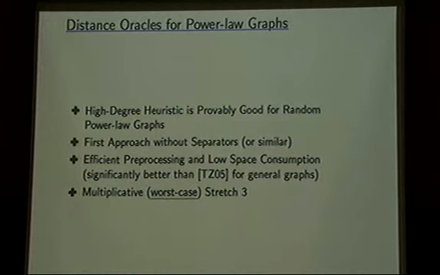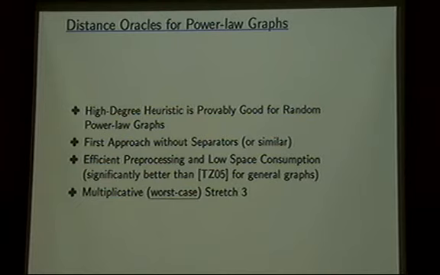So what we showed in the second contribution is that the high degree heuristic you all came up with is probably good for random power law graphs. Doesn't mean that it works for all these complex networks, but we hope that it does. So this is basically the first approach for sparse graphs that doesn't use any separators. If you've seen the results for graphs with bounded tree width or planar graphs, they basically are all based on separators. And for power law graphs, there is no such separator. It would have linear size, so we don't get any theoretically feasible result. And the preprocessing and the space consumption are very efficient, and the worst case stretch is 3.